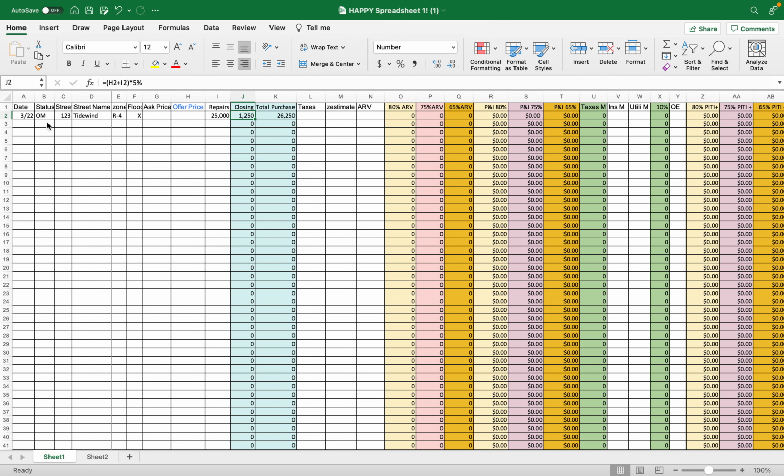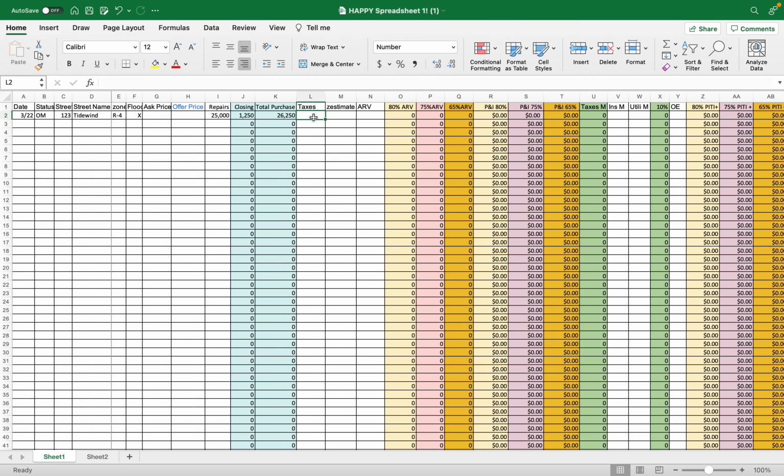As you can see, some numbers popped up. If I don't have a price in there yet, my closing cost is $1,250, but there's a formula up here, so this closing cost is not accurate yet. After we put the price on here, then it'll calculate. If we were to buy this property at $25,000, this would be what the total purchase price would be.